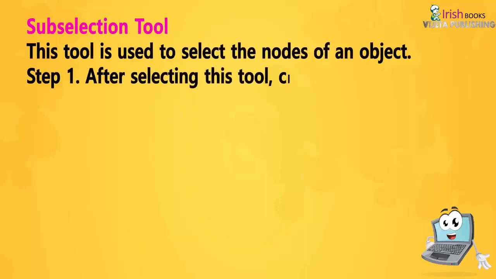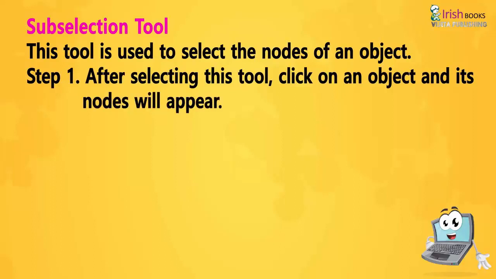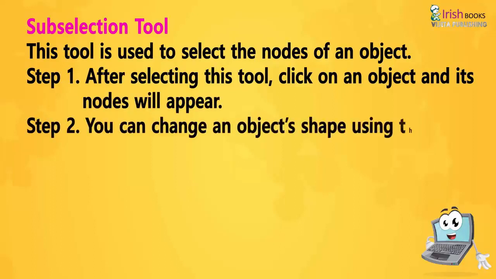Subselection tool. This tool is used to select the nodes of an object. Step 1. After selecting this tool, click on an object and its nodes will appear. Step 2. You can change an object's shape using the nodes.